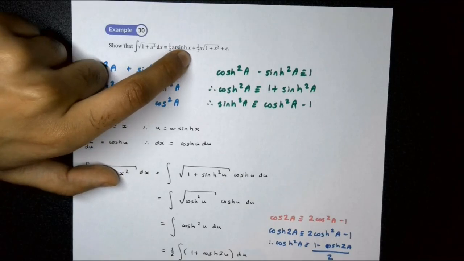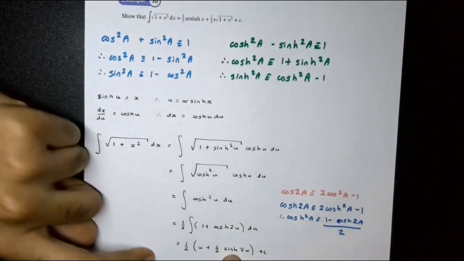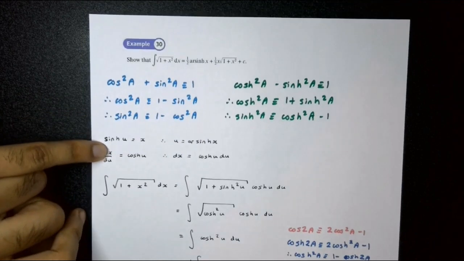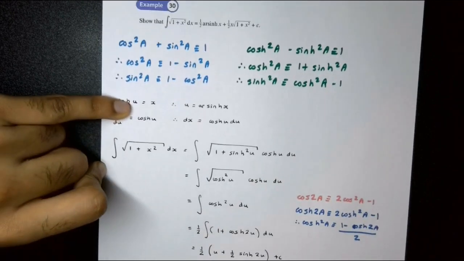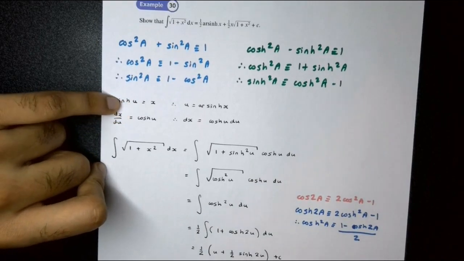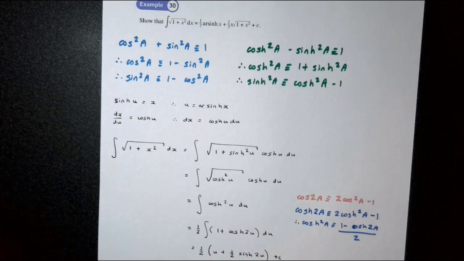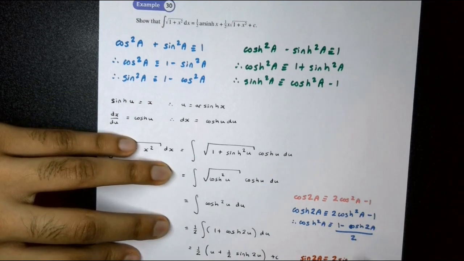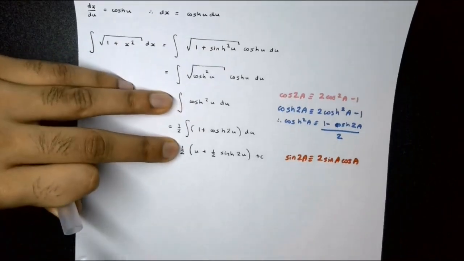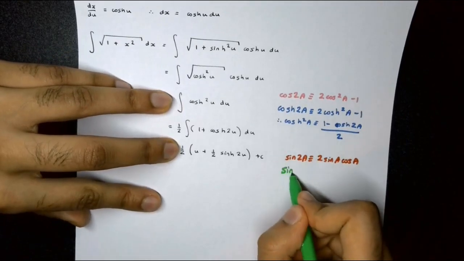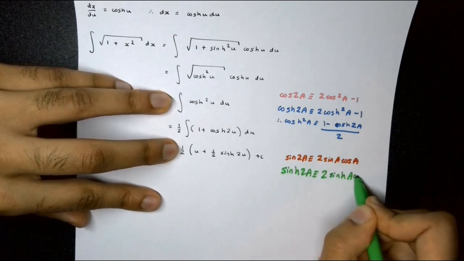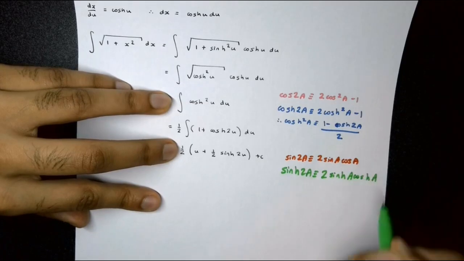But the problem is I can't just replace this in terms of x, because x is equal to hyperbolic sine of u, but here I've got a hyperbolic sine of 2u. So the way we approach this is to think about the identity sine of 2a being equivalent to 2 sine a times cos a, and then find the corresponding hyperbolic identity. So hyperbolic sine of 2a is equivalent to 2 lots of hyperbolic sine of a times hyperbolic cos of a.